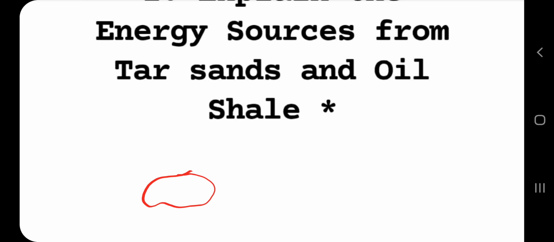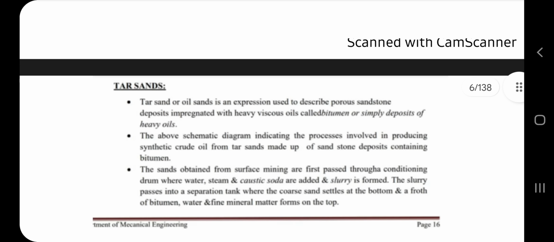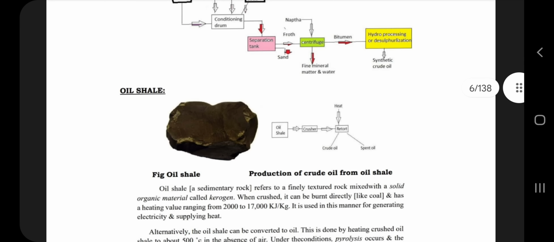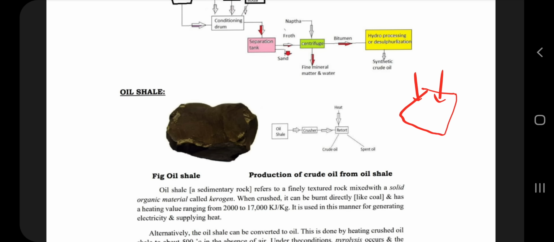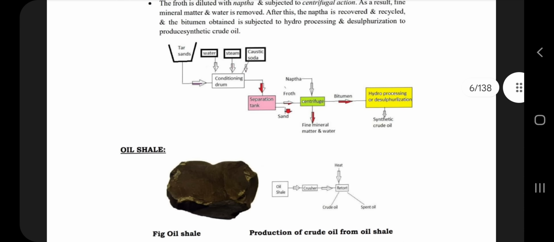How is it relevant? Tar sand means, if I show you one diagram, you have to remember this diagram. Both for oil shale and tar sand, remember like this only. Just the difference is that in tar sand you have a stone, and in that some oil content is there. You have a stone, and in that what is there? Oil content is there, and you will be doing some process like these processes.